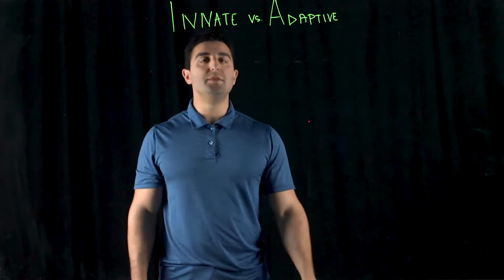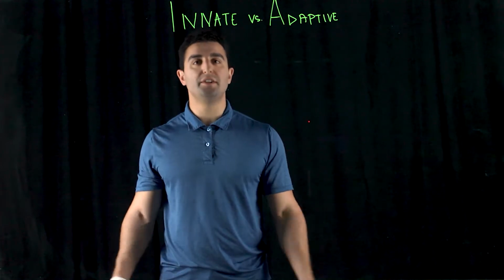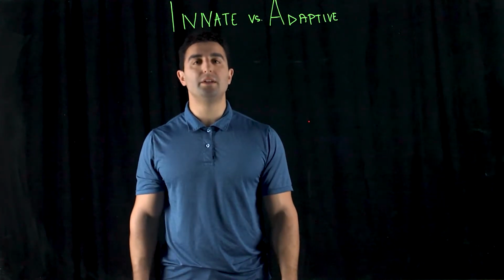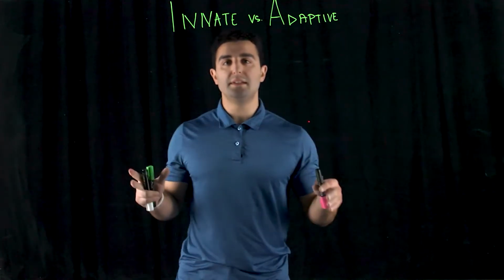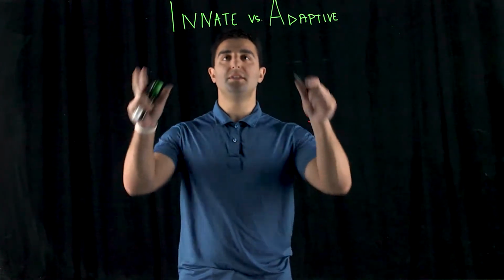So now we're talking about the immune system. The immune system, its main function is protection, right? Protection from any kind of foreign invaders. The immune system is actually divided into two specific categories.